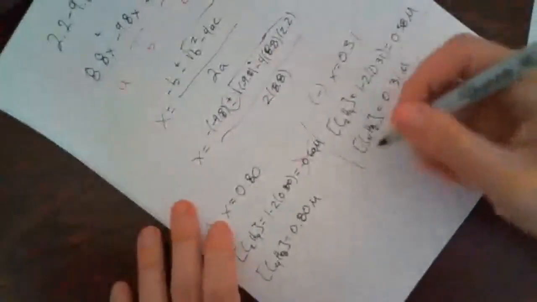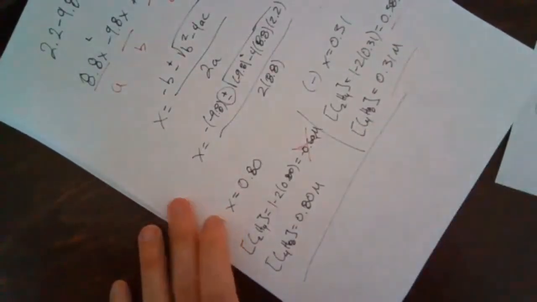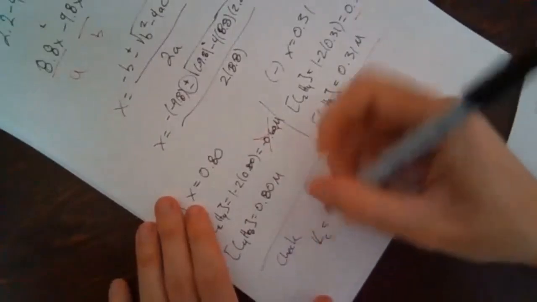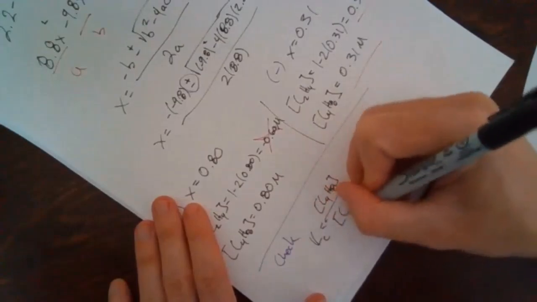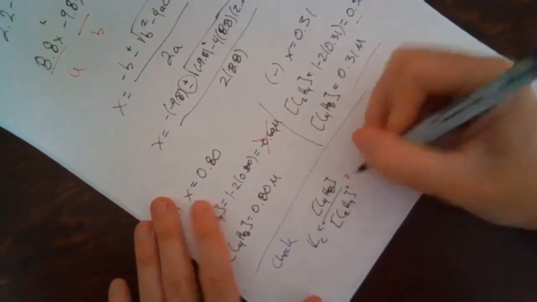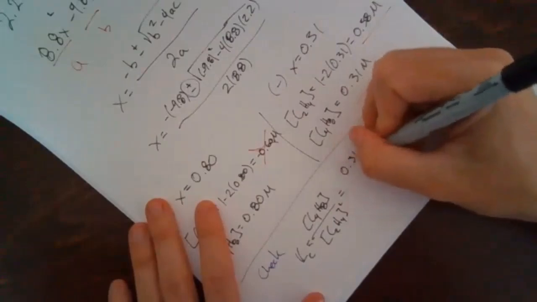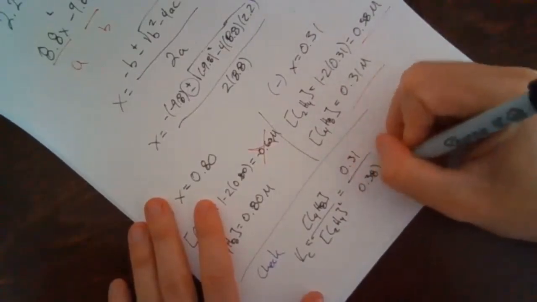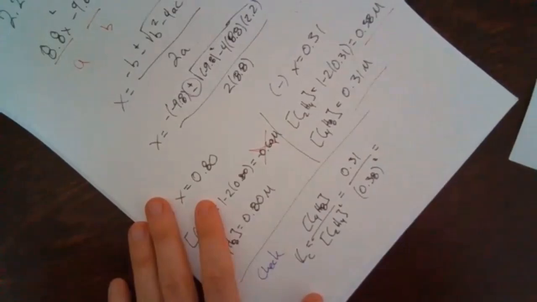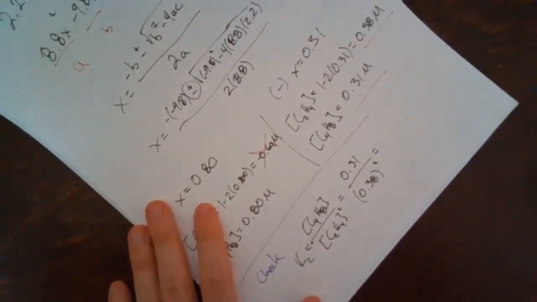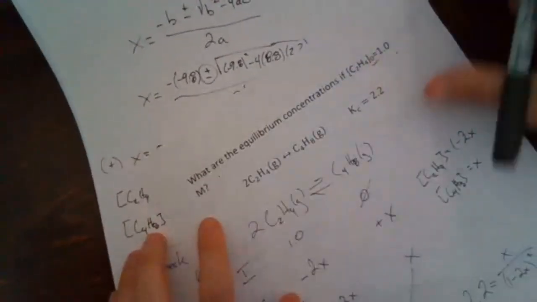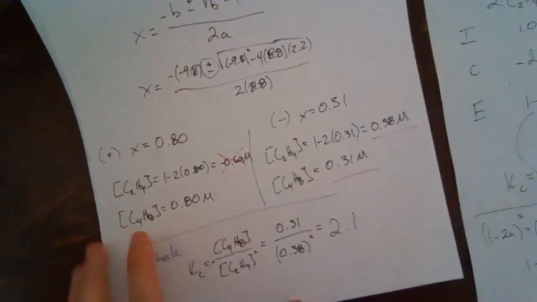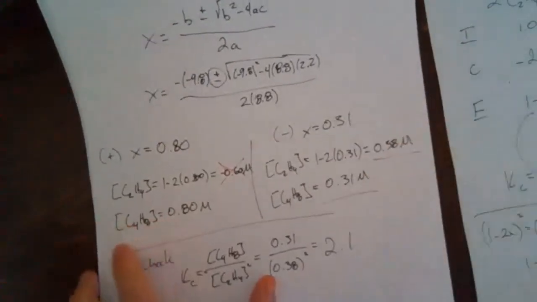Again, we can also check at the end if we want. We know that Kc is going to be the concentration of C4H8 divided by the concentration of C2H4 squared. And so we can plug in the numbers we got. So 0.31 divided by 0.38 squared. And that gives us 2.1. The value that we started with was 2.2. I'm going to call that close enough. So those are the equilibrium concentrations.